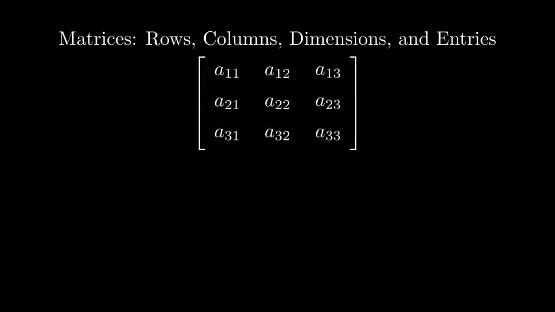Instead of numbers, we have the letter A with subscripts. What is a subscript, you might ask? A subscript is those numbers written below and to the right of another character. In matrices, subscripts are used to indicate the position of an entry. The first number in the subscript represents the row, and the second represents the column.